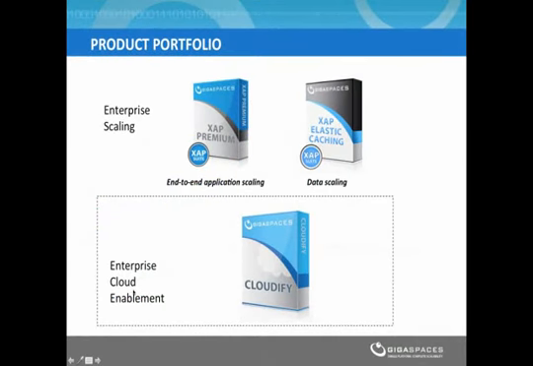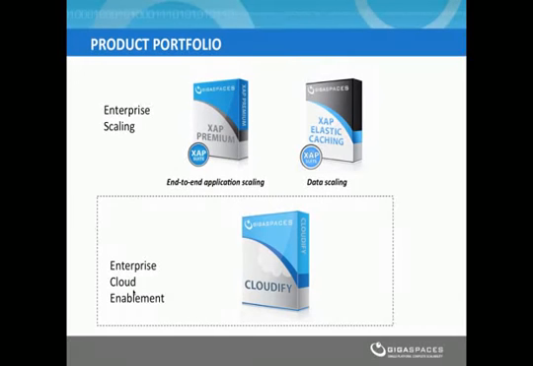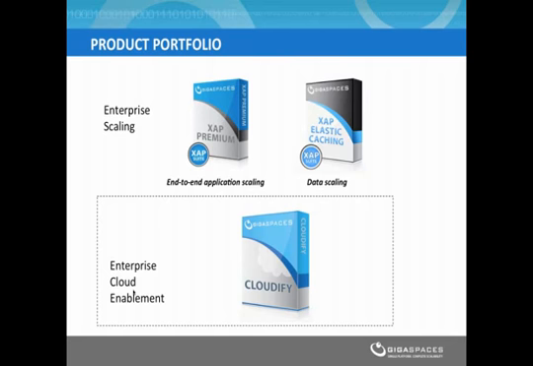Okay, so to summarize that and understand where we stand in terms of product portfolio. We have the XAP suite that has two editions: the data scaling edition, which is simply the data grid piece of things, and the XAP Premium Edition, which is the end-to-end scaling platform for scaling your entire application. And today we're introducing Cloudify, which is a new product. Although it's a new product, it's fundamentally not a new technology. It's based on existing technology, which has been tested and proven and running on leading Fortune 100 companies for the past couple of years.